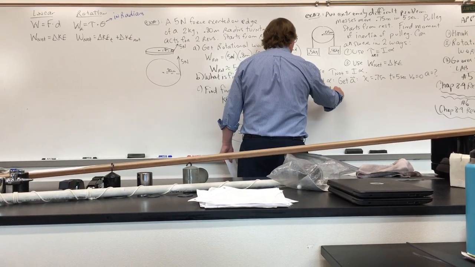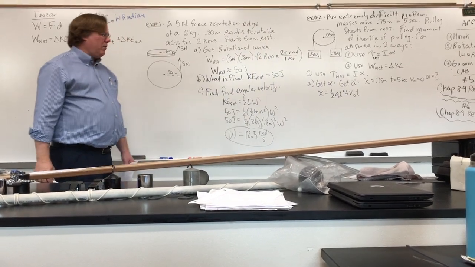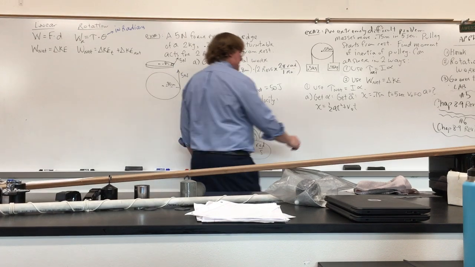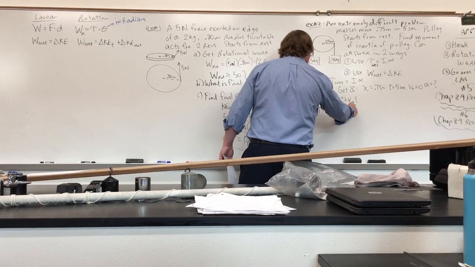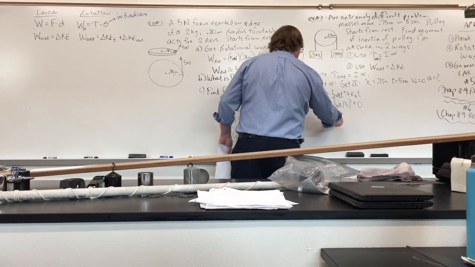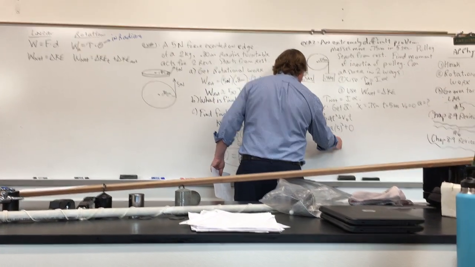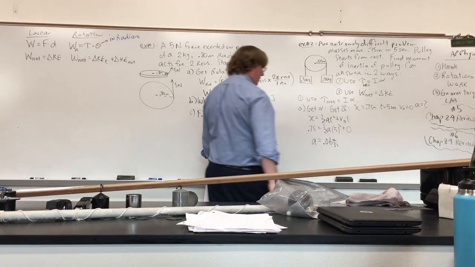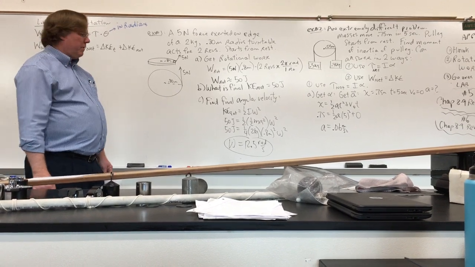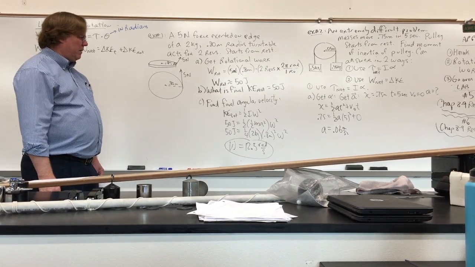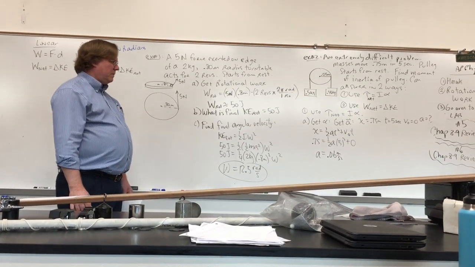And so I've got x equals 1/2 a t squared plus v naught t. I'm just using a kinematic equation. 0.75 equals 1/2 a times 5 squared plus 0. And I get an acceleration of 0.06 meters per second squared. That's the acceleration of those masses, 0.06 meters per second squared. Let me wait a moment while you catch up.